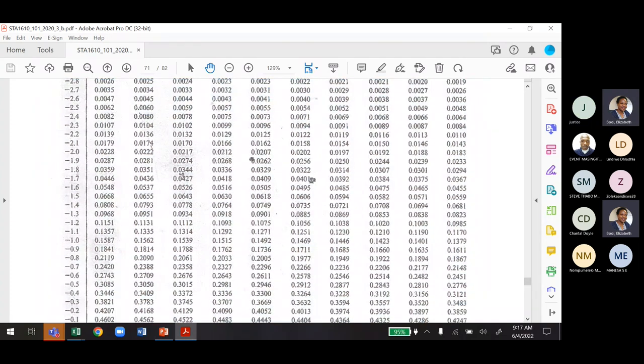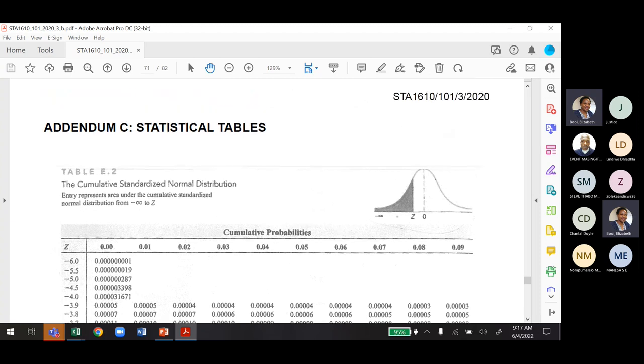Okay, so let's go back to our question. Let's say the question was asking us to find the probability that X is less than 19. That's what we calculated, right? And we calculated and found that our Z value was minus 1.2. And then I say add 0 to the end because it needs to be 2 decimals.